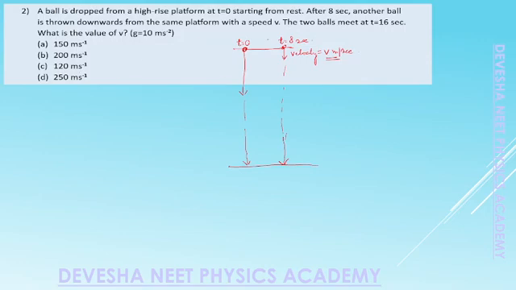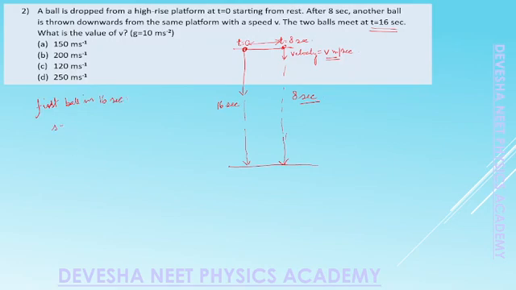Now when are they meeting? They are meeting at t is equal to 16 seconds, right? So what is the value of v? Now let's think of this, right? So it means this goes for 16 seconds, whereas this is traveling only for 8 seconds. Remember this was thrown 8 seconds after the first ball was dropped. Okay, so the first ball, we need to find how much has it gone in 16 seconds, right?